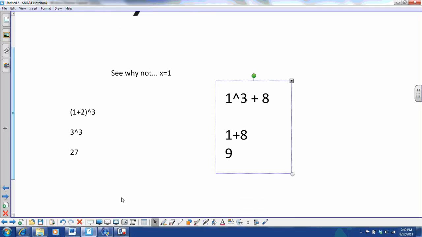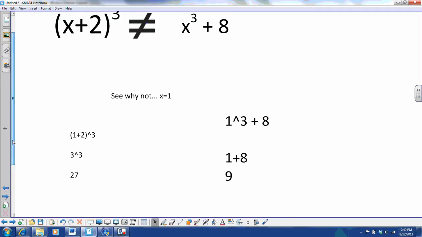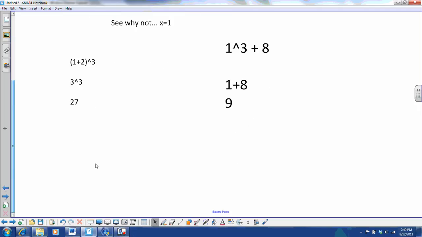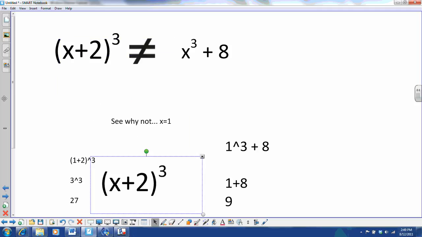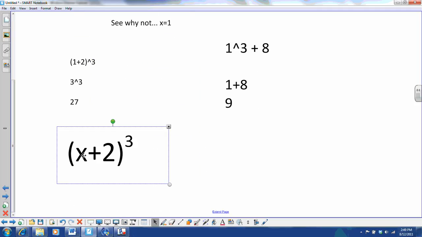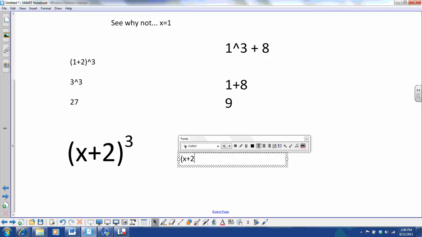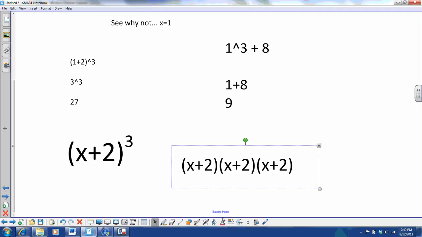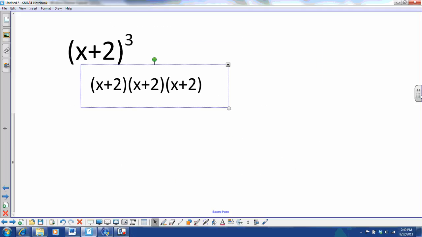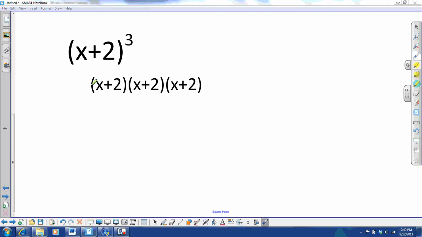Okay, now, what is it then if it's not x cubed plus 8? Well, what you have to do when you are trying to expand this is you have to write it out. So we've got x plus 2 to the third power. Well, that means x plus 2 times x plus 2 times another x plus 2. Well, it's pretty hard to do all three of these at the same time, so let's just take the first two and let's multiply the first two together.